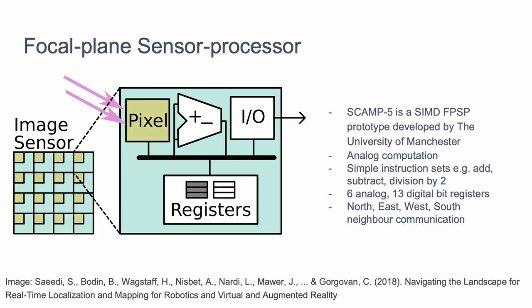SCAMP5 is a massively parallel SIMD device. Each of the pixels on the device contains a photodiode and its own processing element. The processing element is able to perform analog computation such as addition, subtraction, and division by 2. Since the computation occurs in the analog domain, each operation adds some noise. Each of the processing elements comes with its own set of registers. There are 6 analog registers and 13 digital bit registers. The processing element can communicate with its north, east, west, south neighbors by exchanging their register values.